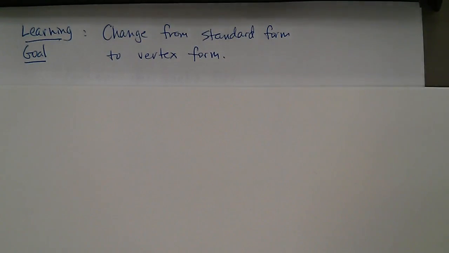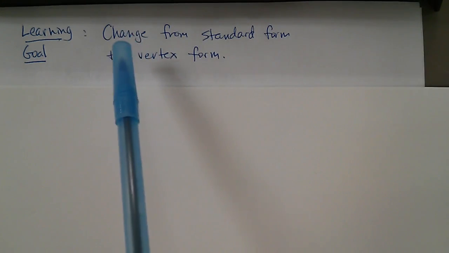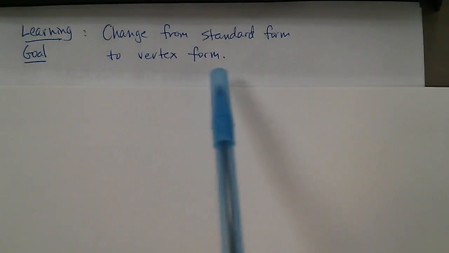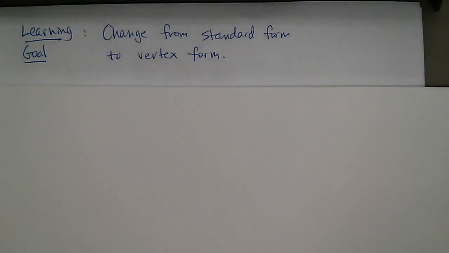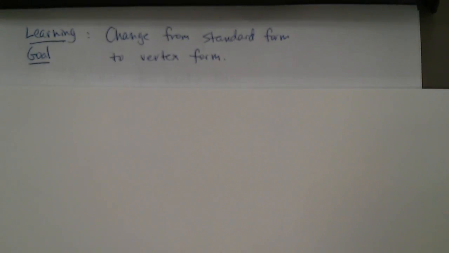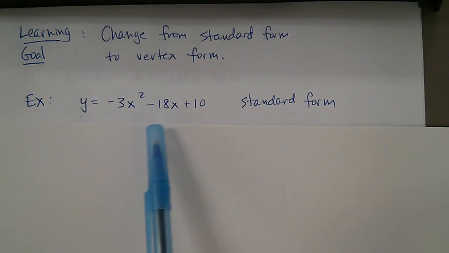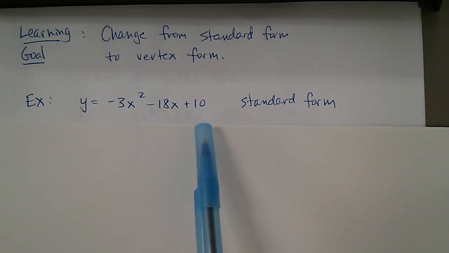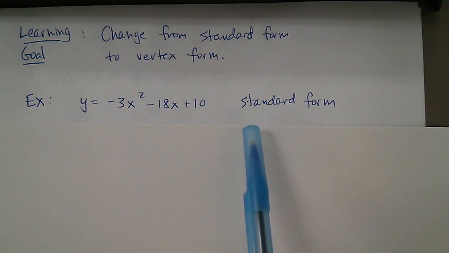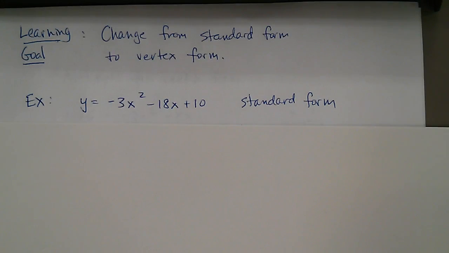The learning goal for today is to change from standard form to vertex form. In our example, we have y equals negative 3x squared minus 18x plus 10. This is an equation of a quadratic function in standard form, and we're going to change it to vertex form.